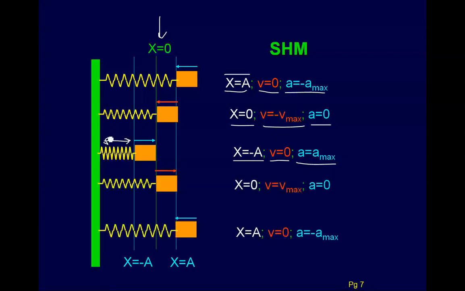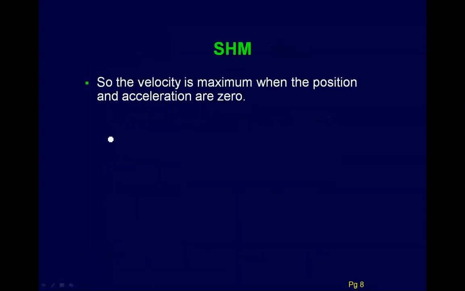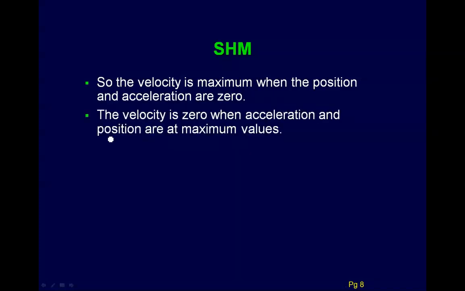And so we notice this trend, and if we just go through the next couple of them, okay, the same thing happens. So in simple harmonic motion, the velocity will be maximum when the position and acceleration are 0. And then the velocity will be 0 when acceleration and position are at maximum values. Now you'll notice that they're off by a negative sign, but they're still at maximum values. So these functions are related to each other, and we're going to talk about how that works.